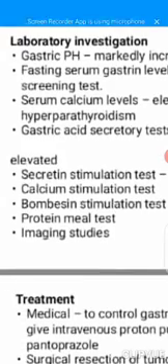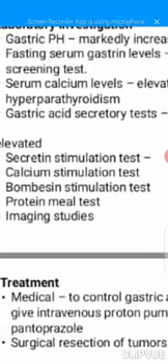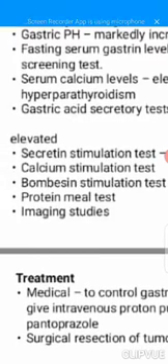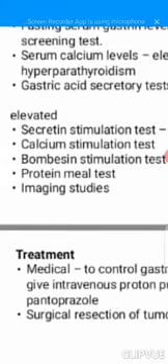Then they can do what we call secretin stimulation test. When secretin is administered, what do we expect? We expect that at least it should act against the gastrin. They can do bombesin stimulation test. Then when they do imaging, they will see the sign of ulceration.